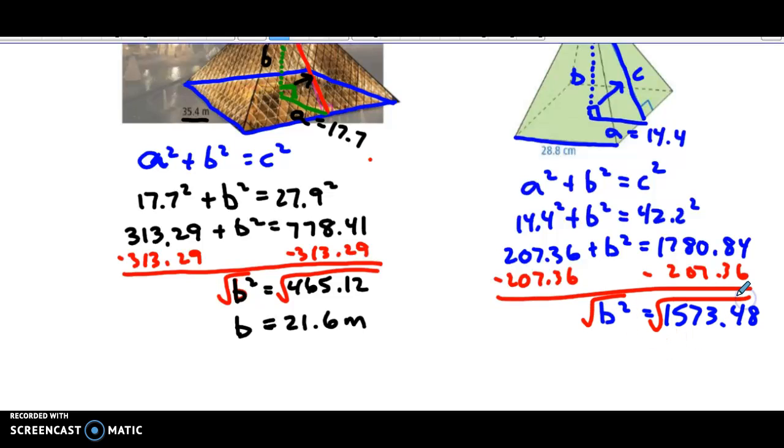So my final step, if I want this b squared to become just a b, I need to take the square root. If I take the square root of one side, I have to do that to the other. And when I take the square root of 1,573.48, it's going to give me an approximate answer. So I would say this is about 39.7 centimeters. So let's back up a second and also change this to approximately equal to, because we didn't get exactly 21.6, we rounded it.